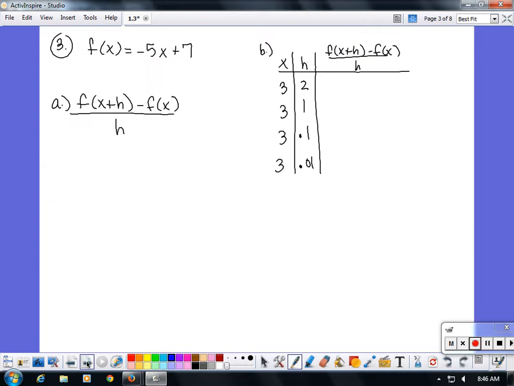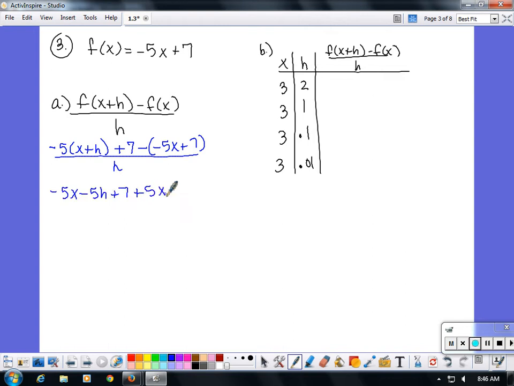Okay, f of x plus h is negative 5 times x plus h, plus 7. Subtract off negative 5x plus 7 all over h. Negative 5x minus 5h plus 7 plus 5x minus 7 all over h. Cancel. Cancel. Your h's cancel. You're left with negative 5. So regardless, all of these are always going to be negative 5. It's never going to change.